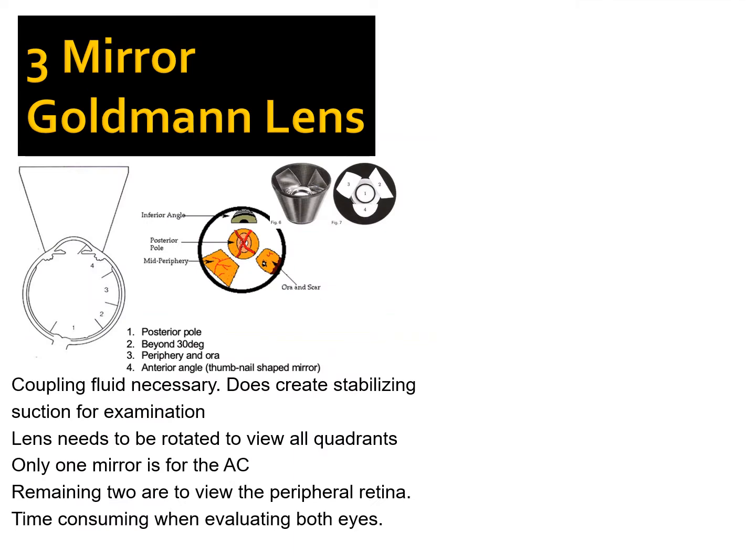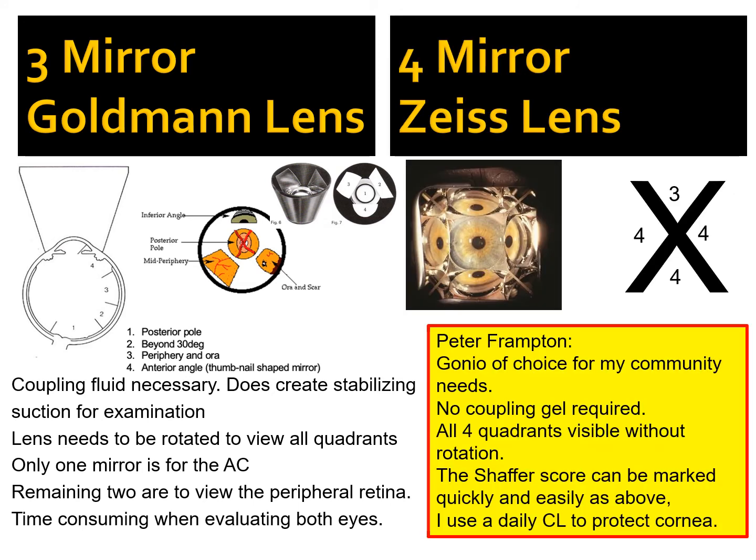So the 3-mirror Goldmann lens, you do have to have coupling fluid. That creates the stabilizing suction for examination, but it also neutralizes the optics. If you had air in the middle, you wouldn't be able to see. And the lens needs to be rotated to view all the quadrants, so there is a certain level of abrasion going on there. But you only have one mirror for the anterior chamber. The other mirrors are used for posterior examination, so the peripheral retina. So again, it's a very good lens in that sense, for retinal detachments and retinal tears. If you only had one gonio lens, this does both things. But it is time consuming when evaluating both eyes, and it's messy, and I don't think patients particularly like it.